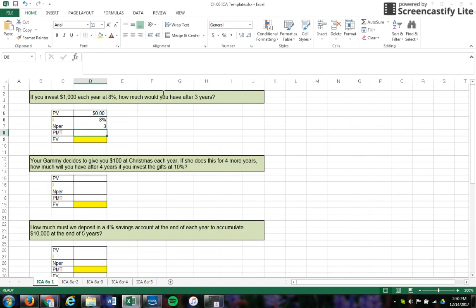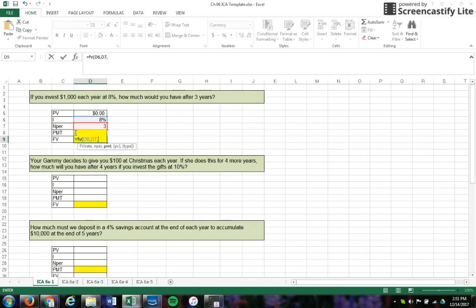If you invest $1,000 each year at 8%, we're going to say that is $1,000 coming out of our pocket. So now we have a recurring payment of $1,000 coming out of our pocket. We want to know how much we would have, in essence, in the bank or get back after those 3 years. So we have our inputs. In order to find future value, we use our FV function. We plug in our rate of 8%, comma, and the number of periods of 3.